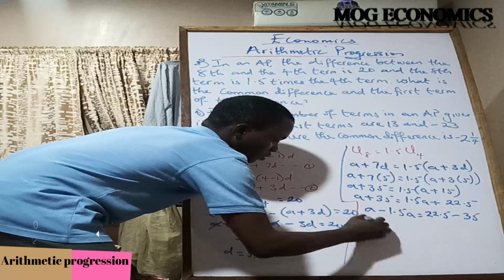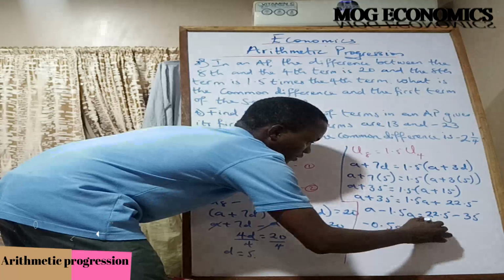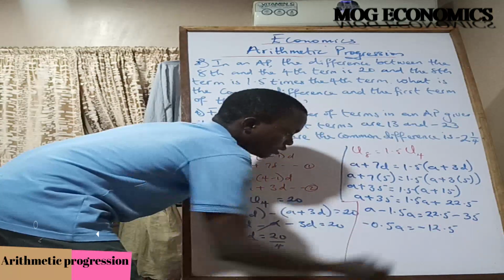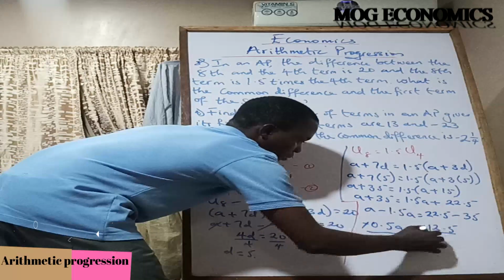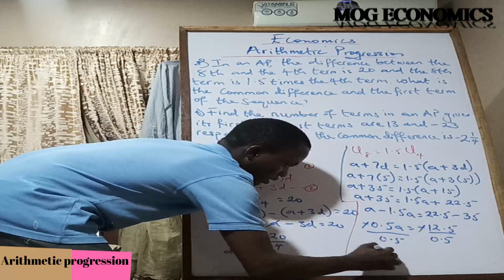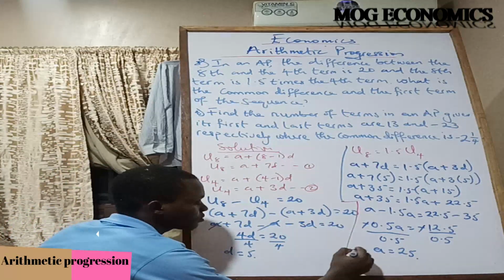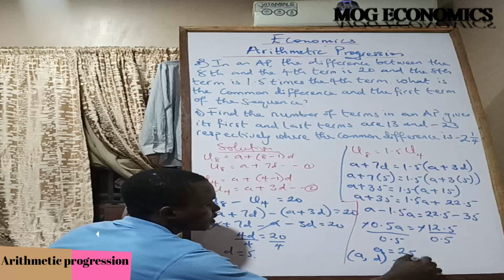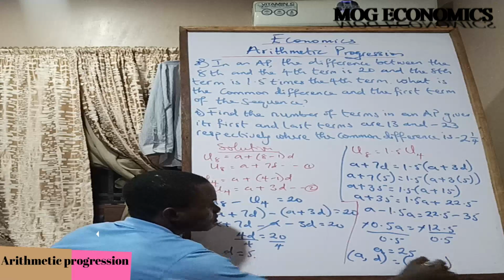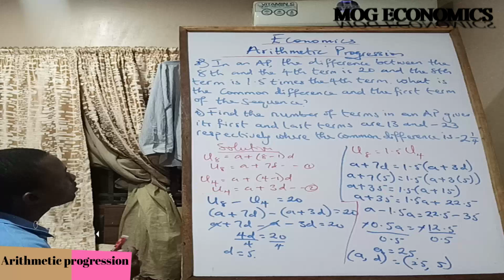This is minus 0.5 A equals minus 12.5. So minus cancels minus. Divide both sides by 0.5. So A gives us 25. So in summary, first term, common difference equals 25, 5. So we solved the question successfully. I think that's what it says we should do: the first term of the sequence and then the common difference.